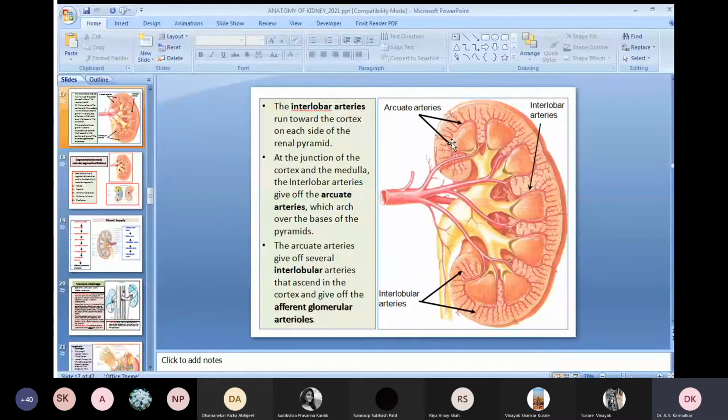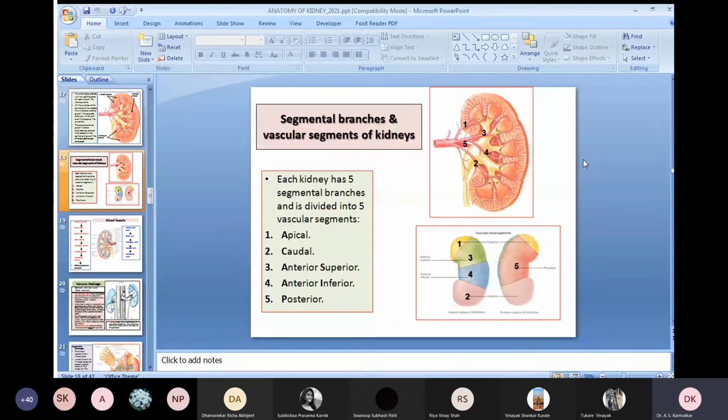Before that, what are these segmental branches? We have seen there are 4 anterior and 1 posterior. So, what are these 4 anterior? Apical and caudal, that is the upper pole and the lower pole, and there is anterior superior and anterior inferior in the middle part, while there is another, that is the posterior. So, there are 5 segmental branches we have seen.